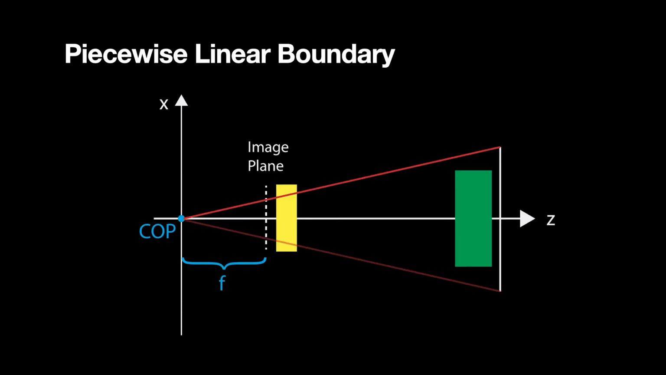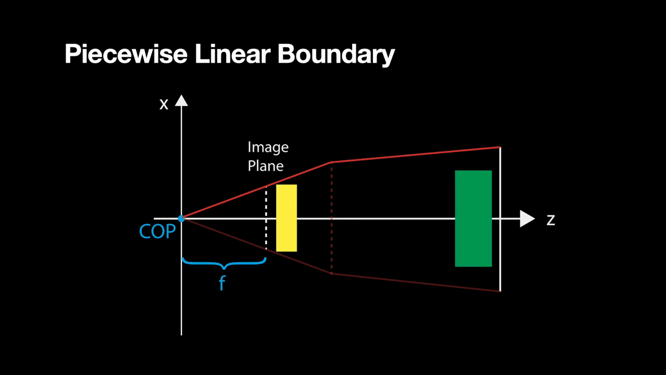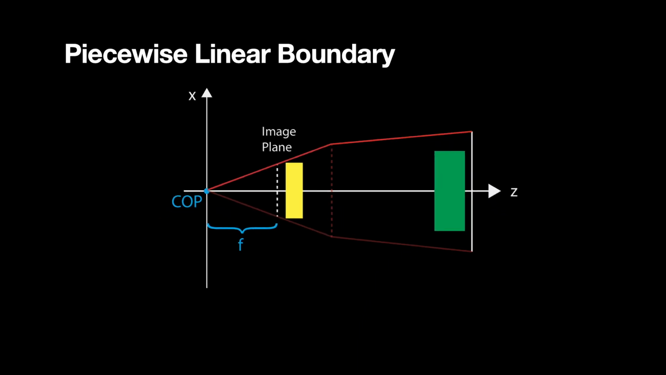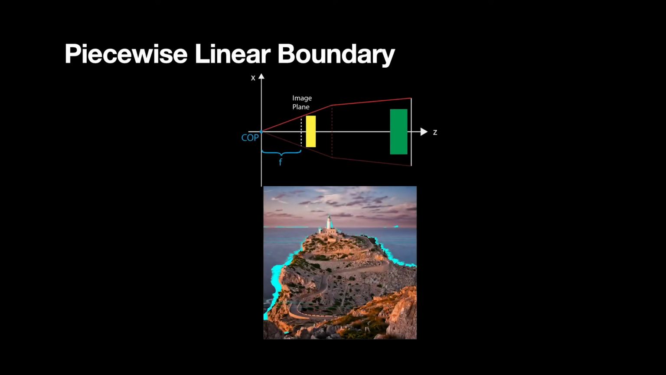Instead of being constrained to linear boundaries, we can use nonlinear ones to keep the ridge in view. For example, we could divide up the scene into two depth regions, one including the ridge and one including the lighthouse. We can then use different boundary segments for these two regions so that the ridge is fully in view while the lighthouse is enlarged. This is what the output looks like with the piecewise linear boundary.